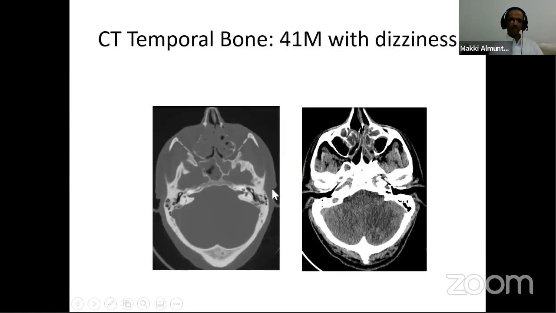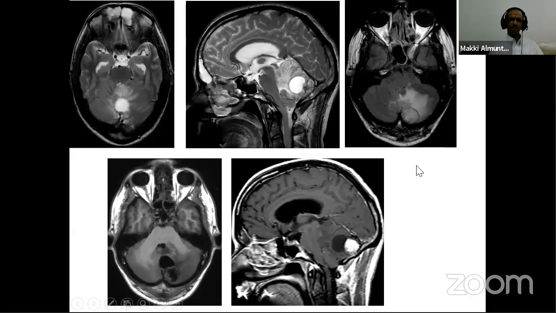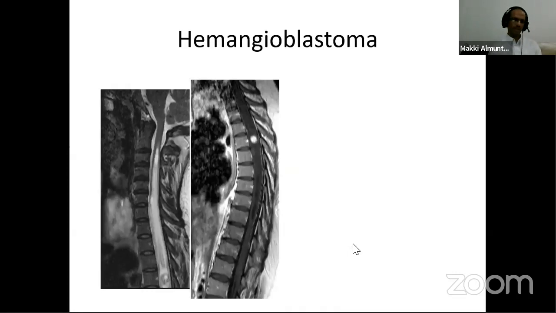Another patient who has sinusitis, etc. But if you look carefully, there is a left cerebellar hypodensity and heterogeneous component posteriorly. When we did MRI, there is a cystic component and solid enhancing component. So this is the cyst, this is the enhancing solid component. Same differential, pilocytic astrocytoma, hemangioblastoma, this turned out to be hemangioblastoma.